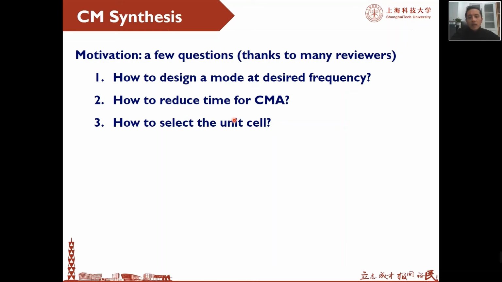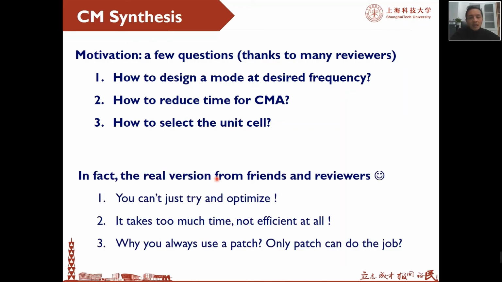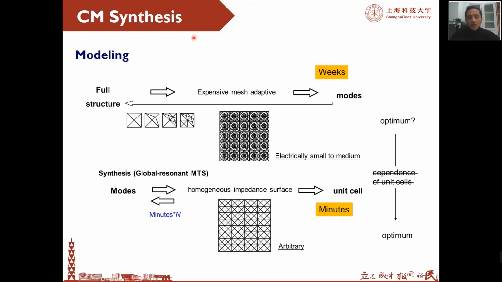And then also, how do you know which unit cell is the best unit cell? Why do you always use patches instead of some cross? These questions are very inspiring. For that, I would really like to thank our anonymous reviewers for posing these inspiring questions, which actually became the motivation of this work on mode synthesis to answer these questions.